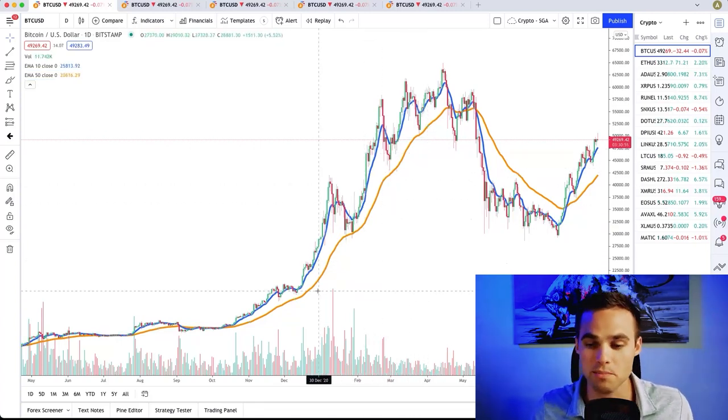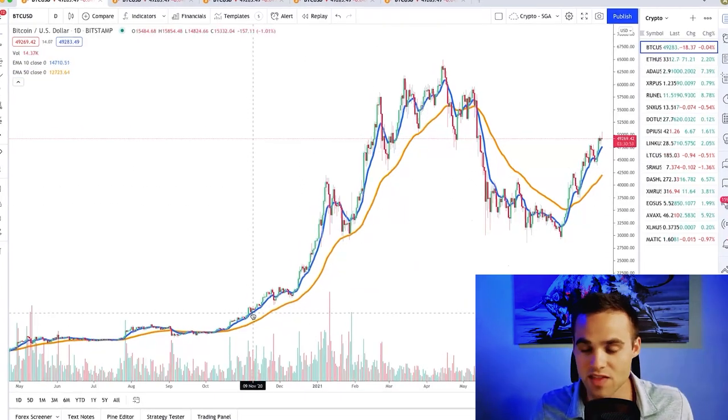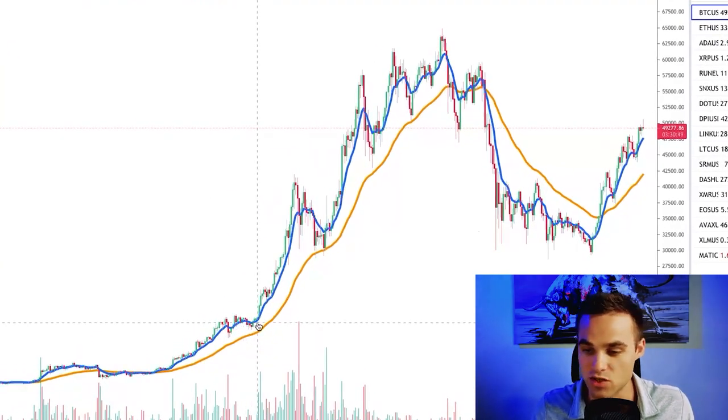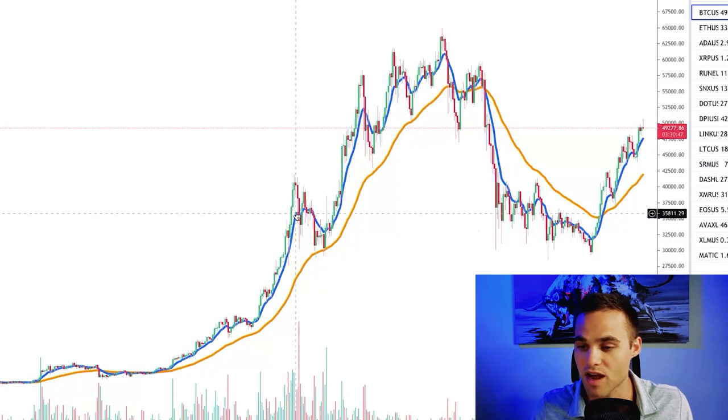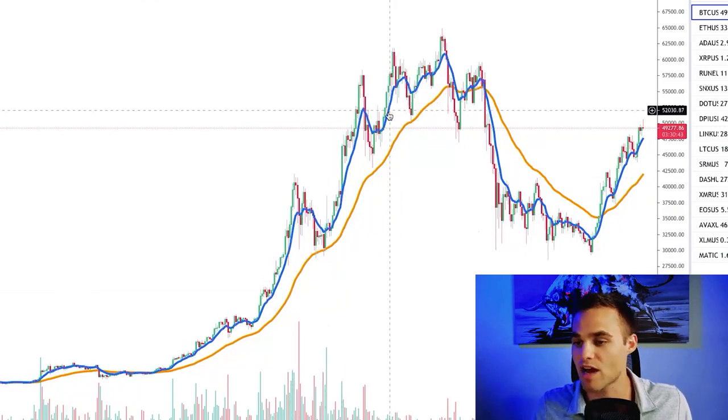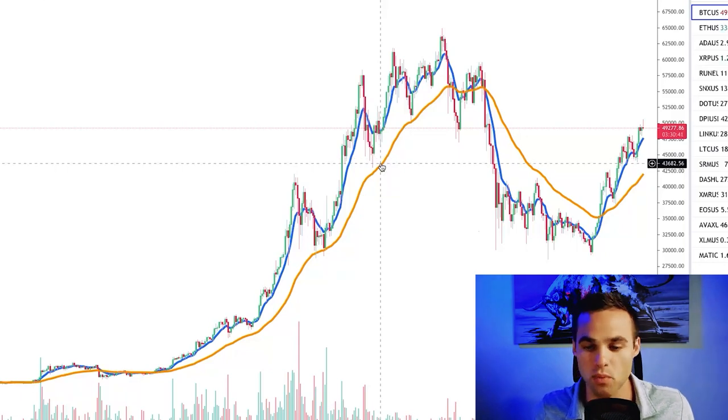Now, a couple things about moving averages. You can see that a lot of the times moving averages act as support and resistance. You can see that price kind of bounces off. You saw it bounce down here to the 50 moving average. It bounces off. So it kind of acts as a dynamic support and resistance.